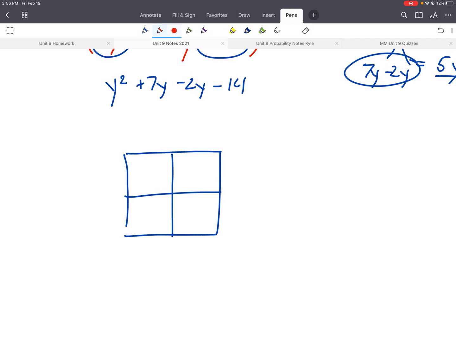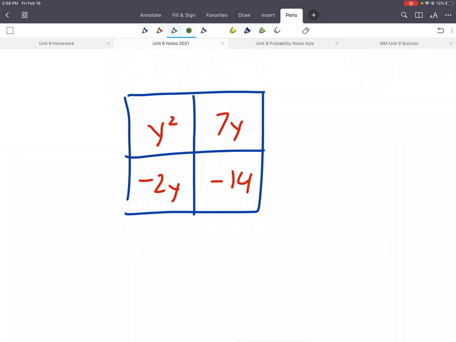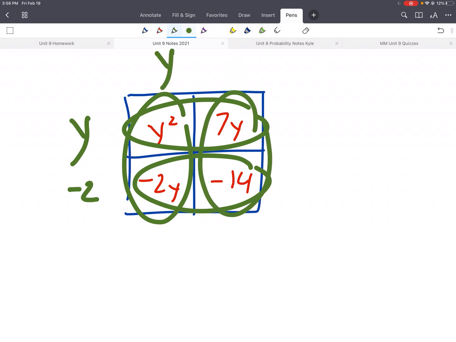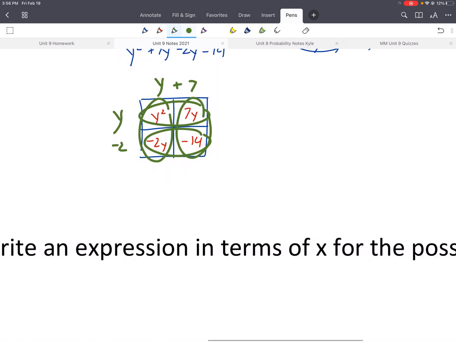I'll plug all those in: y squared, a positive 7y, a negative 2y, and a negative 14. And then we can factor those out. For this one we can factor out a y. Here we can factor out a negative 2. From here we can factor out a y. And here it looks like we can factor out a 7. So our two parentheses will be y plus 7 and y minus 2.